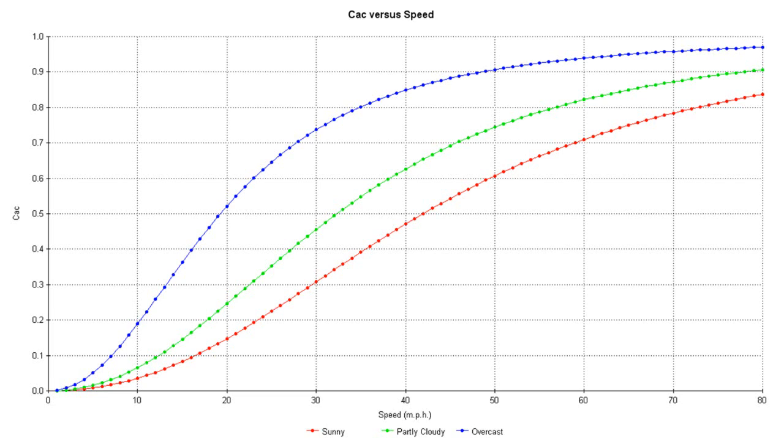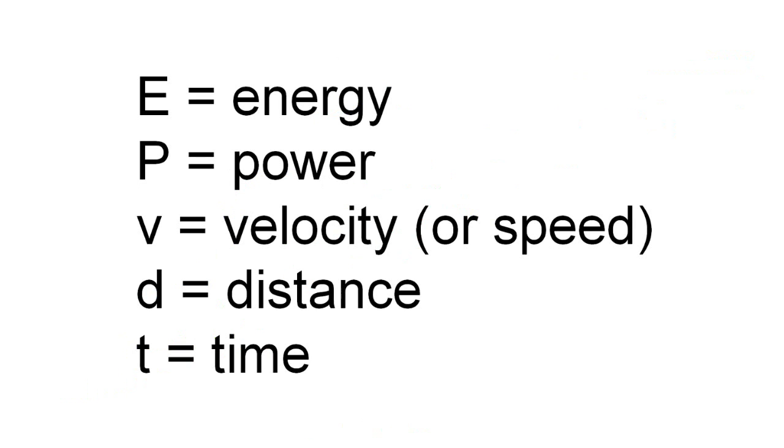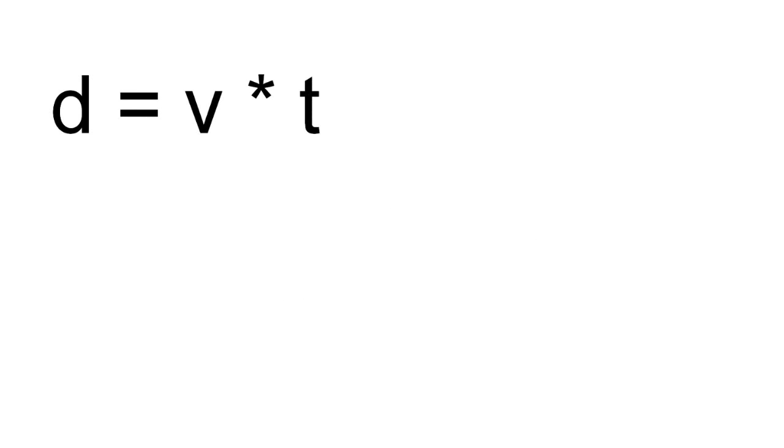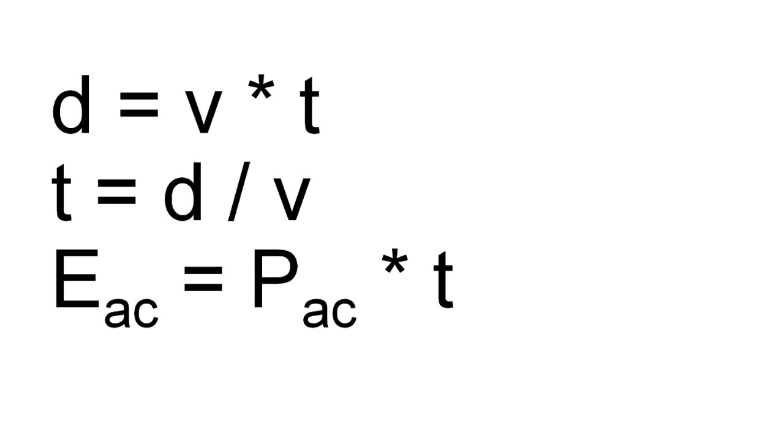This plot shows 3 different possible curves for CAC. Now I will show you how I came up with the equation for these curves. First, let me introduce some variables, E, P, V, D, and T. Using the simple relation distance equals velocity times time, we get this equation. We solve for T and we get this equation. The energy needed to run the air conditioner is power times time.